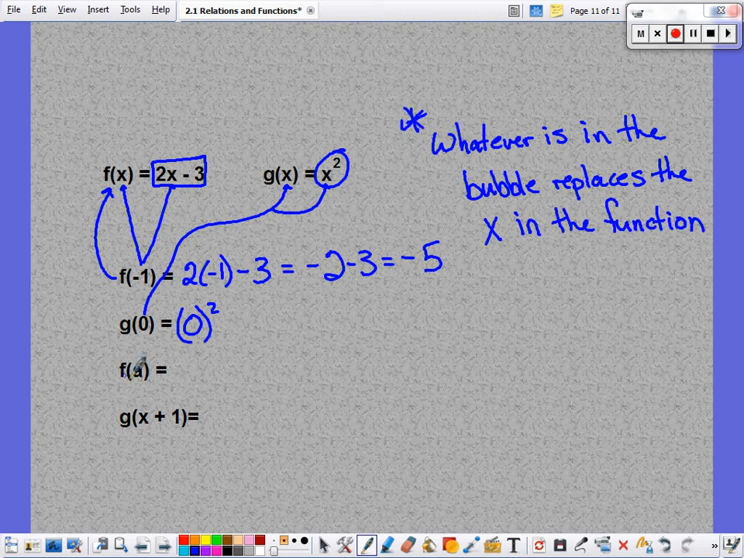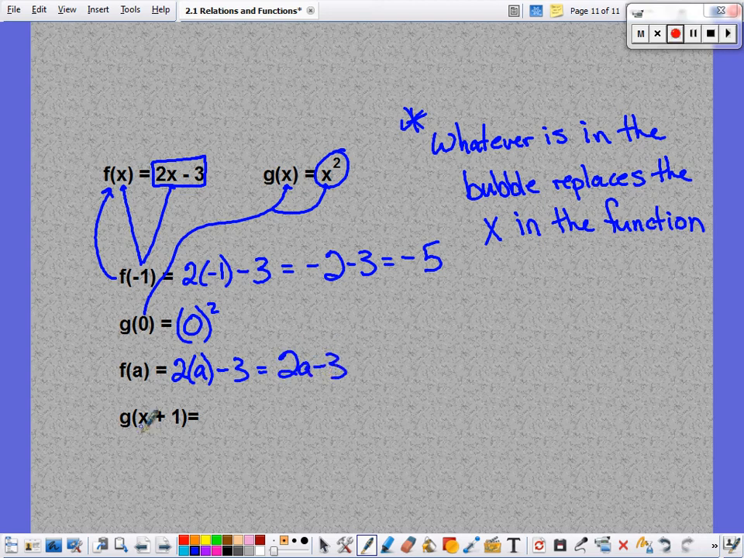Okay? f of a, because notice in this one, what I'm plugging in this time is not a number, I'm plugging in another variable. But that's okay, as long as we understand whatever's in the bubble, that replaces the x. So instead of 2 times x minus 3, instead of 2 times negative 1, it's 2 times a minus 3. And so we usually leave it just 2a minus 3. And so there you go. There's the result of that problem.